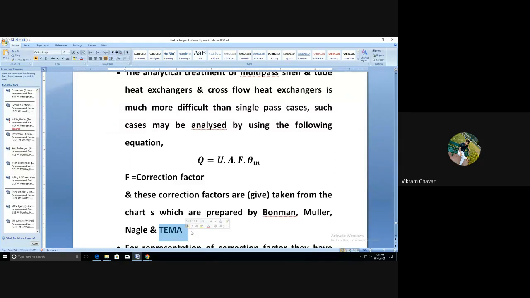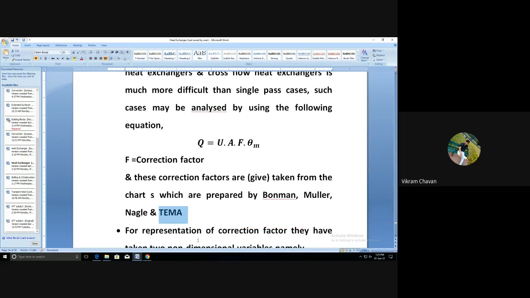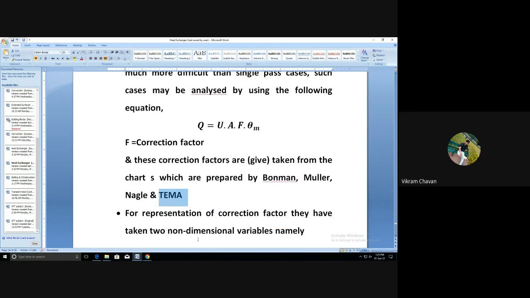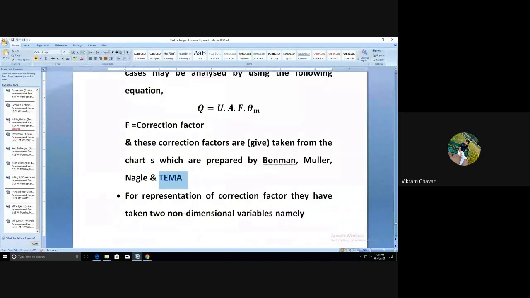This TEMA also provides multiple graphs to find out this particular correction factor. The graphs are different for the different passes. These particular graphs depend on non-dimensional variables.